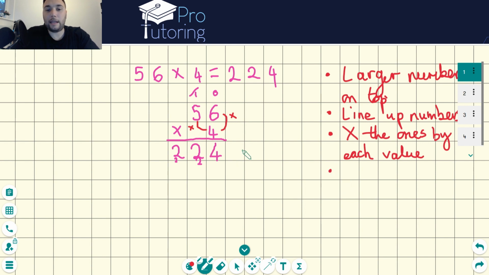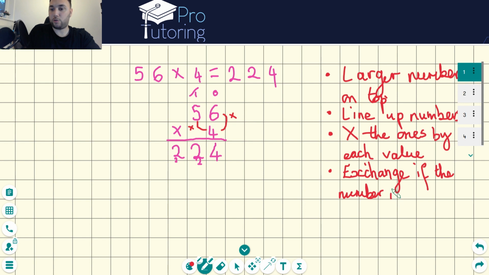Now, if my number was more than 10, I carried it over into the next column. So we're going to say exchange if the number is more than 10. Okay, and then after that we wrote our answer in a box.